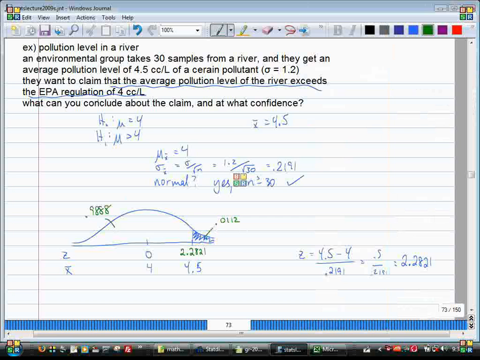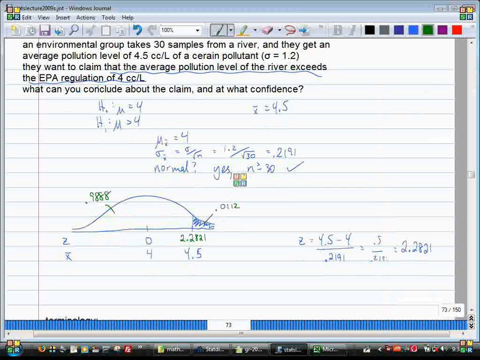So now we're ready to answer the question, which is what can you conclude about the claim? So what's our conclusion? We're 0.9888 confident that what? So we're 0.9888 confident that mu is bigger than 4.